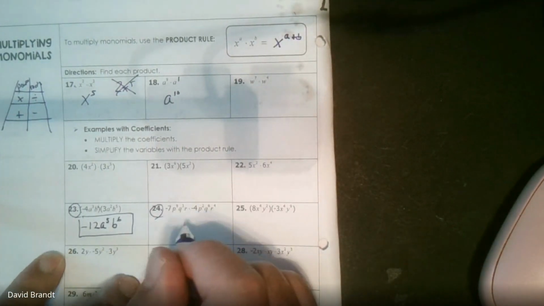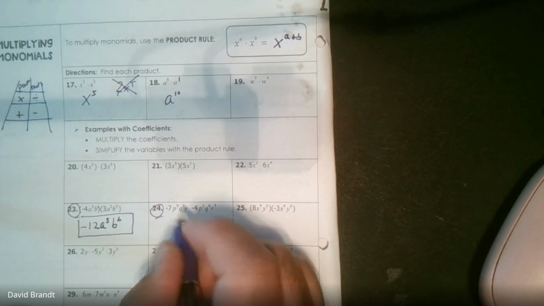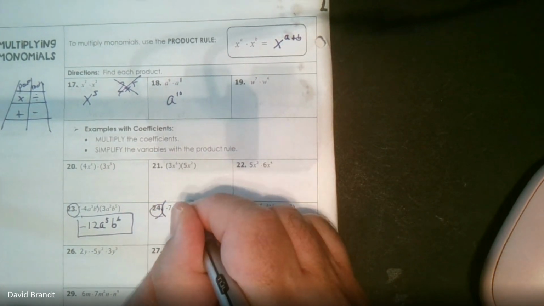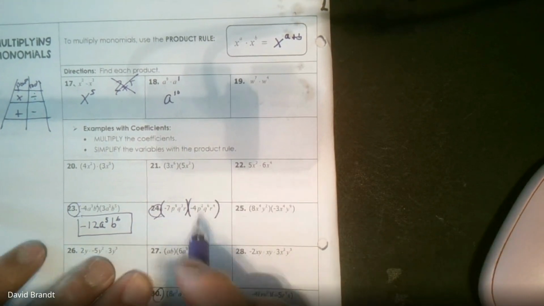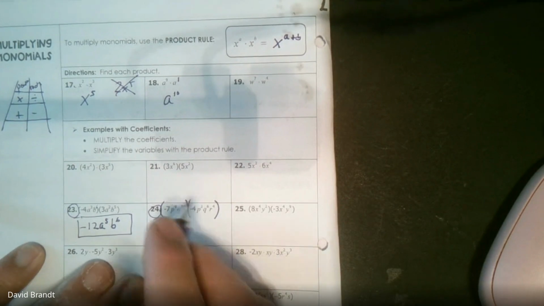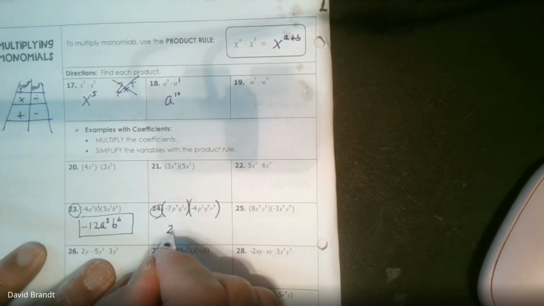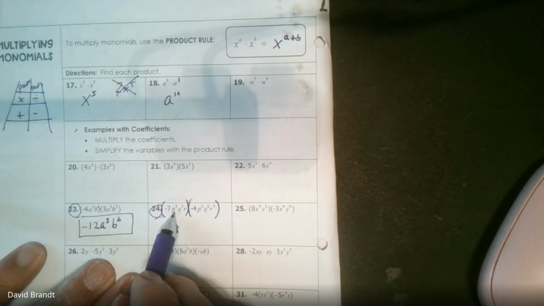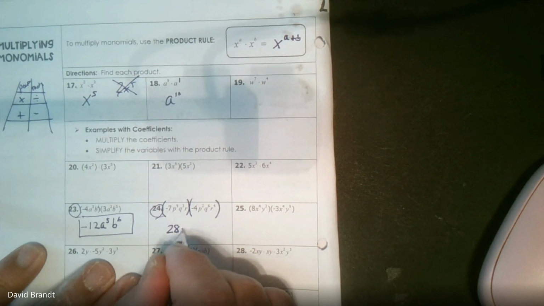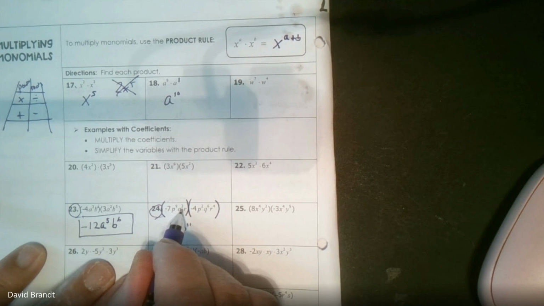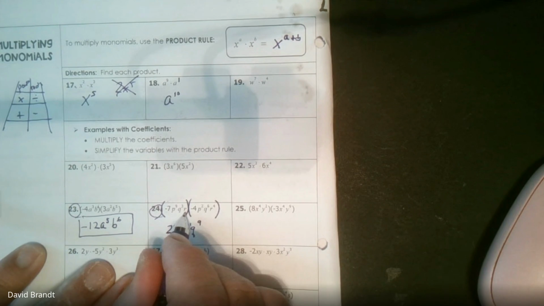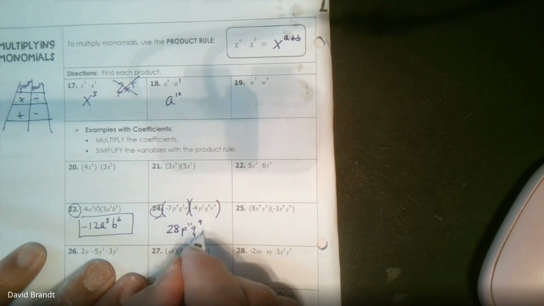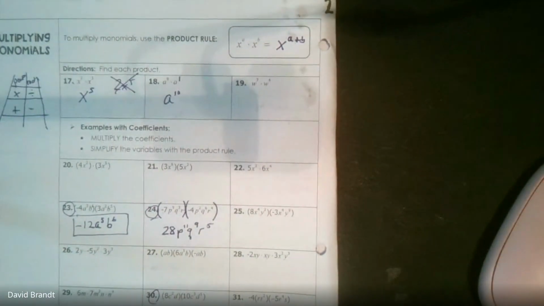Now, number 24, do not think that's subtraction. That's multiplication. Since it's multiplication, I'm going to go ahead and put parentheses around it, because parentheses means multiply. Negative 7 times negative 4, those are called the coefficients. That's 28. Now, add the exponents on the p's. 9 plus 2 is 11. The q's, that's 3 plus 6, that's 9. And the r's, that's a 1 and a 4, that's r to the 5th. And that's all you do.